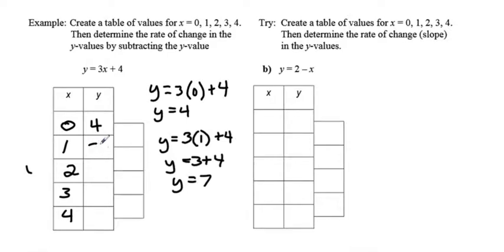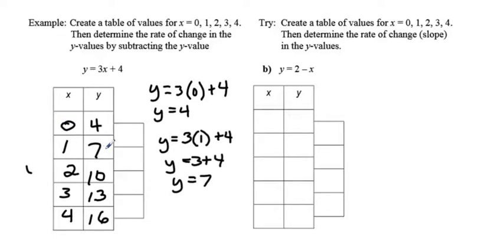And we're going to keep going like that. So y equals 3 times 2 plus 4, 6 plus 4 is 10. 3 times 3 is 9 plus 4 is 13. And 3 times 4 is 12. 12 plus 4 is 16. Okay, so I'm doing it in my head, but you can certainly write it down and calculate it for each one of them.